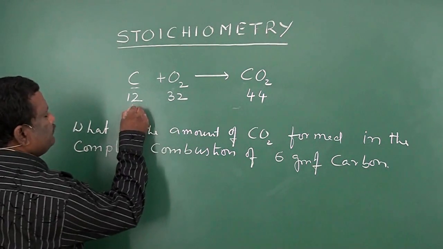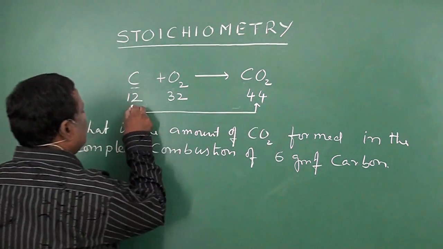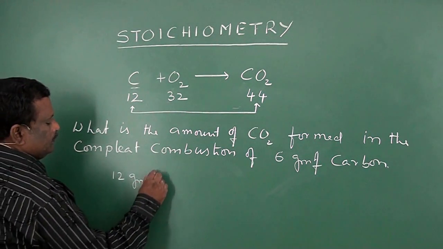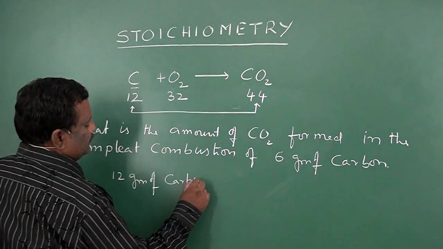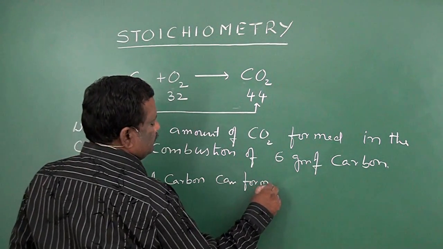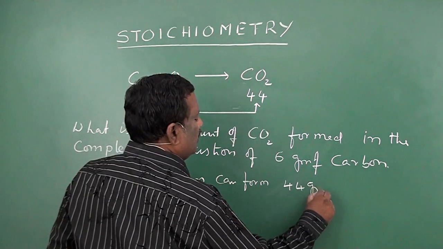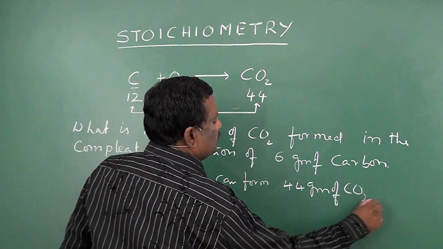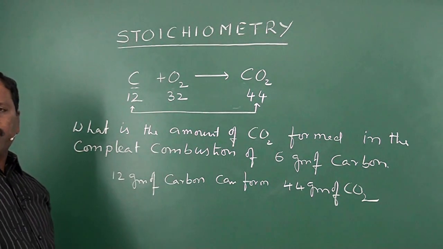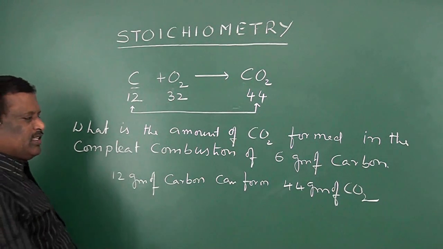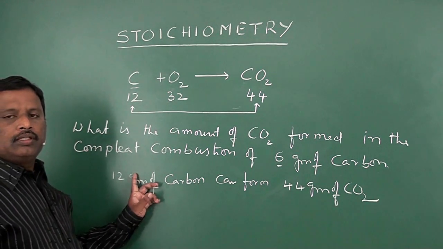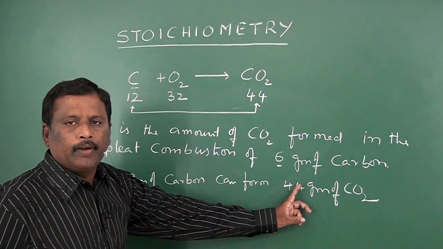So, what is the relation? Just put down the relation. So, according to this relation, 12 grams of carbon can form 44 grams of CO2. That is the required relation. Now what are they asking? They are asking the mass of CO2 formed when 6 grams of carbon was completely burned. So from 12 grams, 44 grams of carbon dioxide is formed.